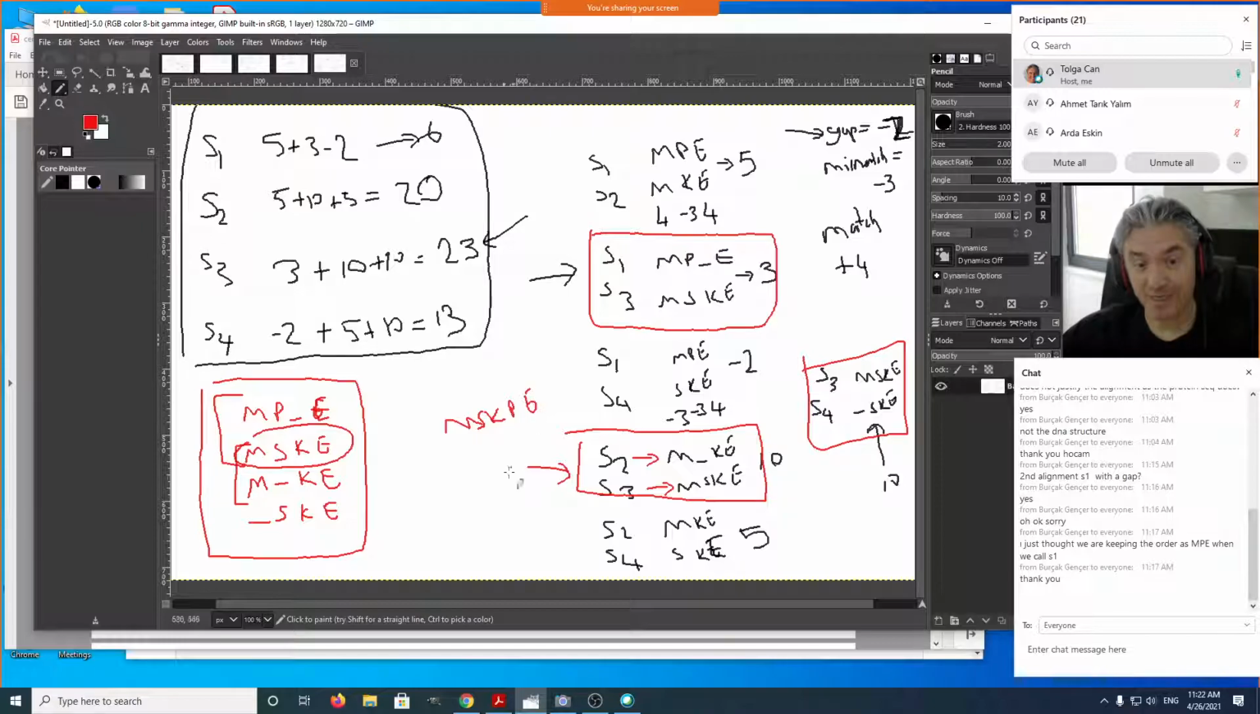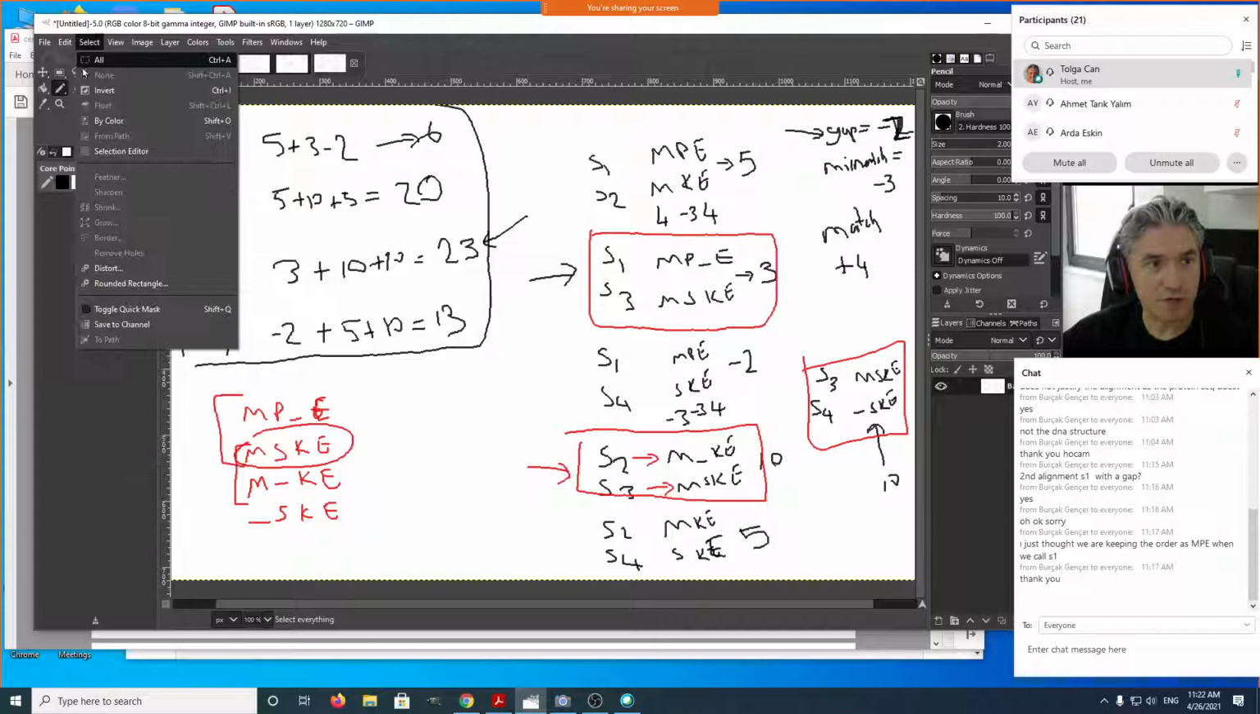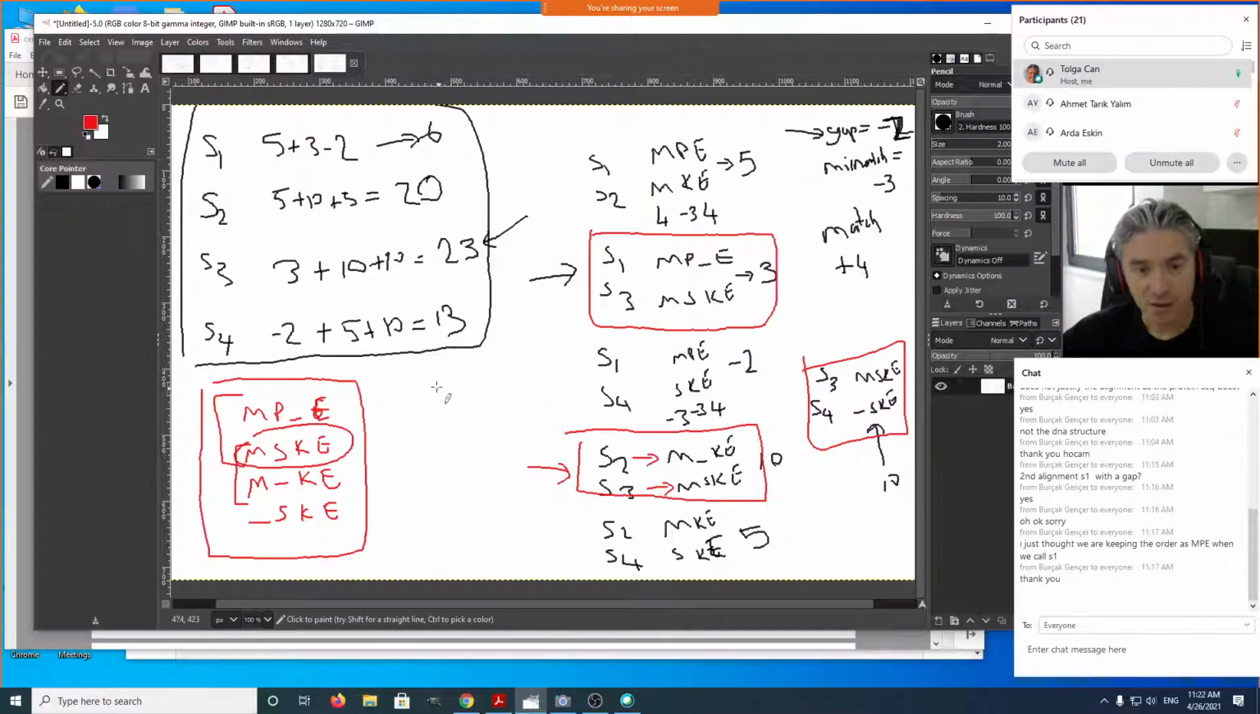MSKPE. Okay, imagine this is our fifth sequence, MSKPE. I wrote it really badly. Let me write it again. Imagine we have a fifth sequence that is like this, and its alignment to the third sequence was something like this. Now how are we going to add this MSKPE to this one?